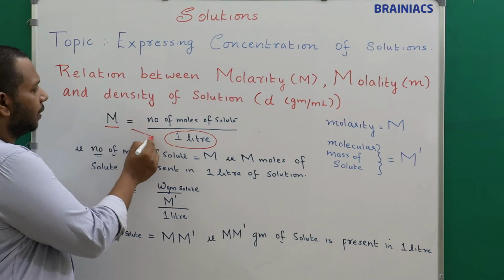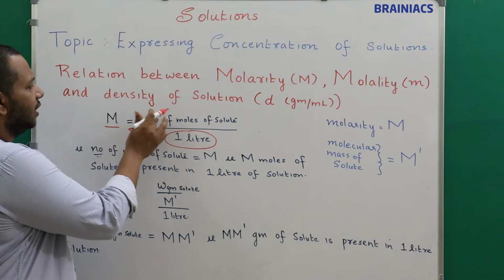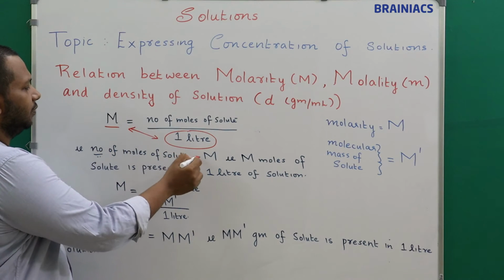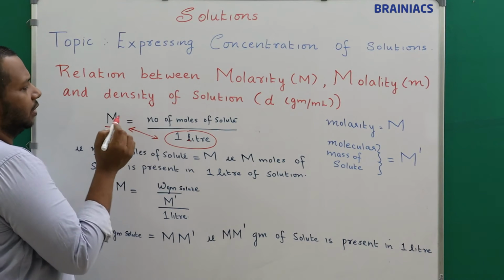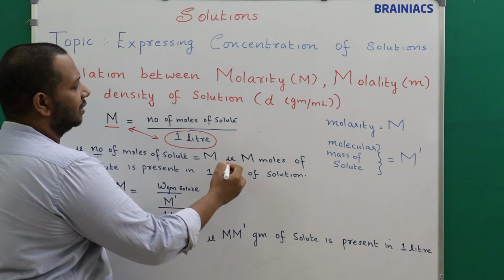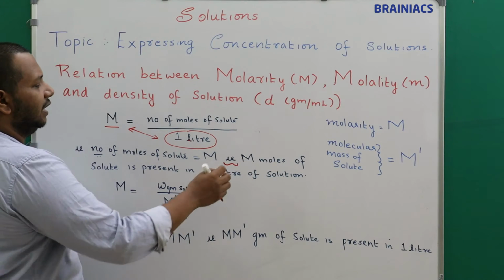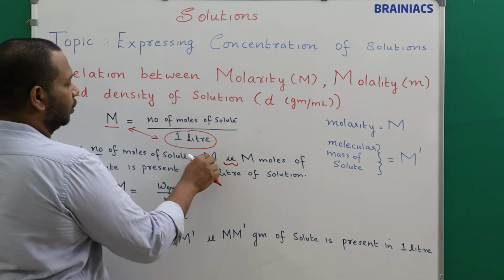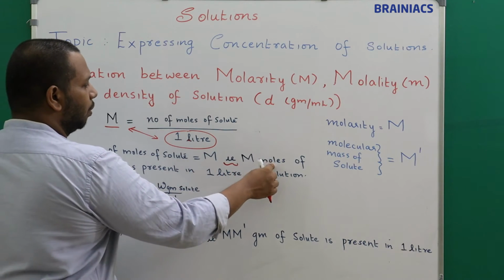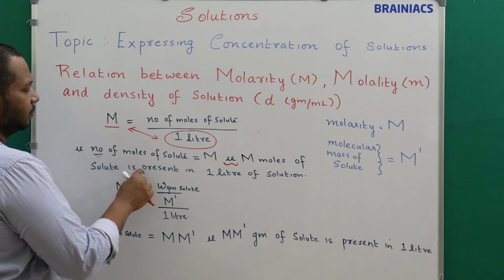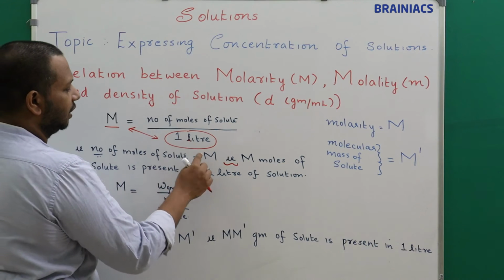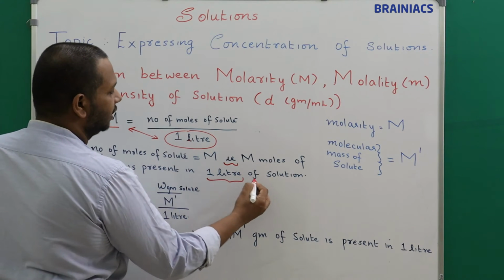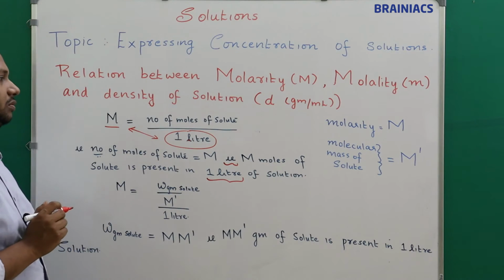If you are cross multiplying these two, you know that number of moles of the solute will become M into 1, that is equal to M. What is the indirect meaning of that? Number of moles of the solute is equal to M. That means M moles of solute is present in how much liter of the solution? 1 liter of the solution.